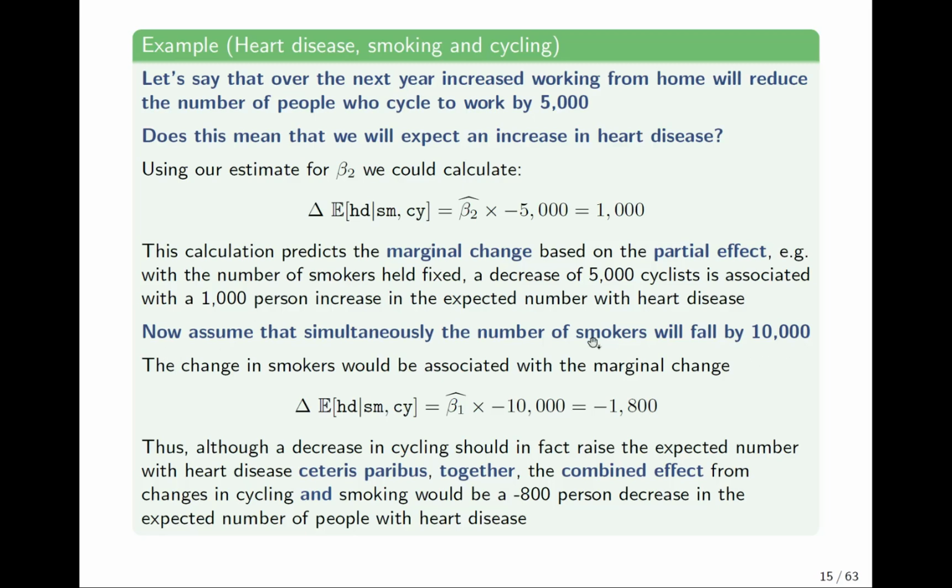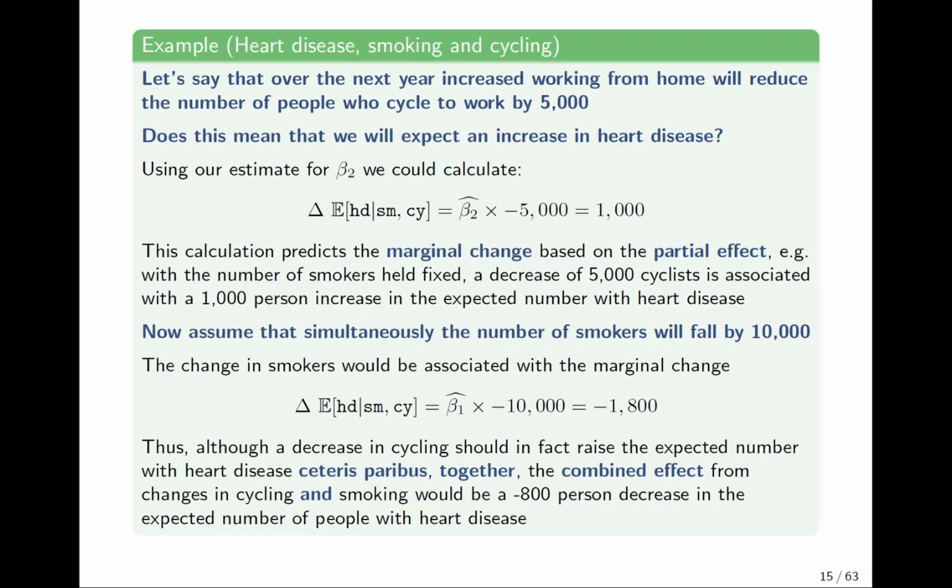If that was to happen over the same period as this year, as there's going to be a fall of 5,000 cyclists, then the change in smokers would be associated with this marginal change in the expected number of heart disease. It would fall by 1,800. So although a decrease in cycling should in fact raise the expected number with heart disease ceteris paribus, holding other things equal, and it will do, together the combined effect from changes in cycling and smoking would be that we would observe a minus 800 person decrease in the expected number of people with heart disease.